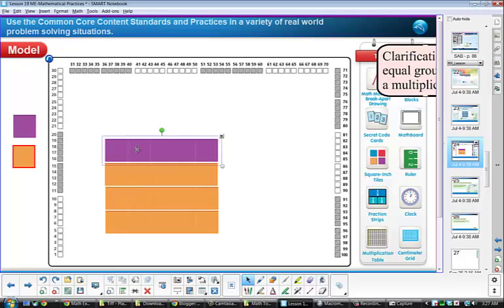This is set up in an array. We've got 1, 2, 3, 4, 5 blocks. If you measure, I've already made this into a 5-block row. So that's actually 5 times how many rows? 1, 2, 3, 4. So this is an array. That's 5 times 4.